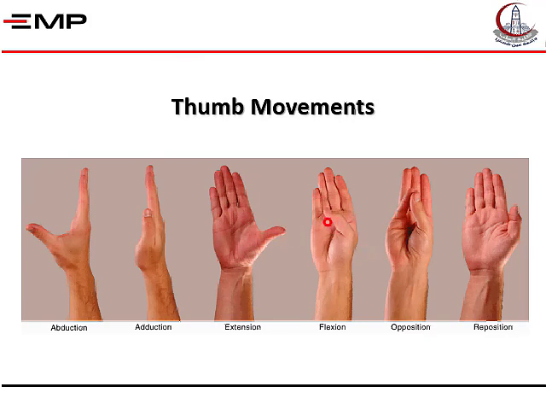Flexion is when it is brought close to the other fingers. Opposition is when you count your fingers using your thumb. Reposition is when you return the thumb to its original position.